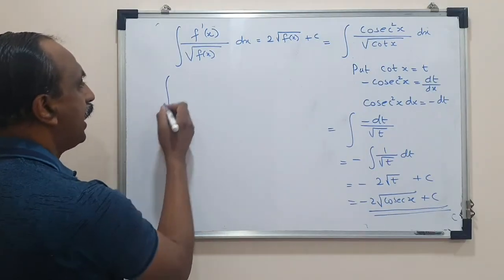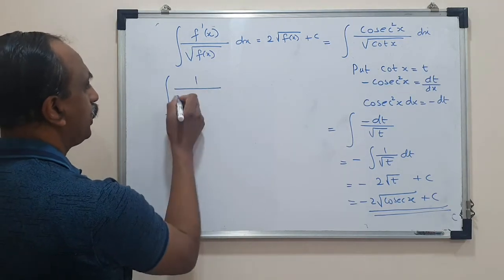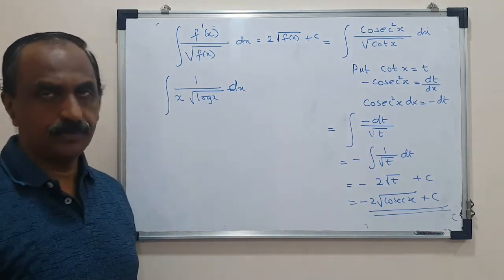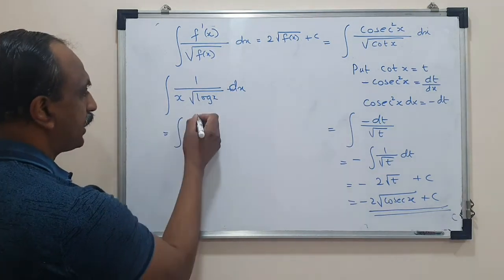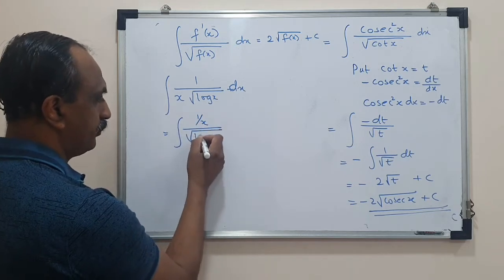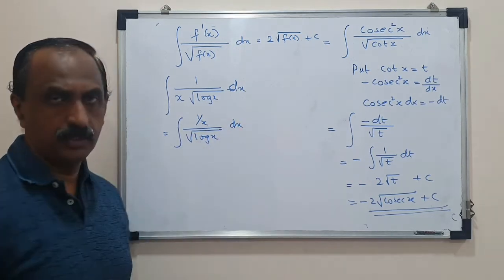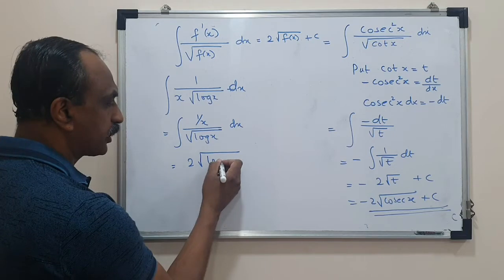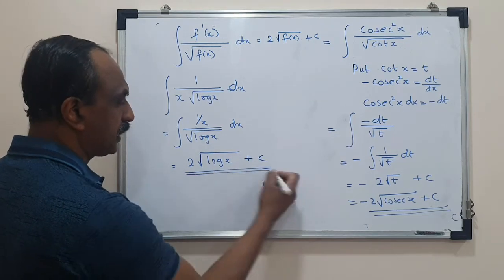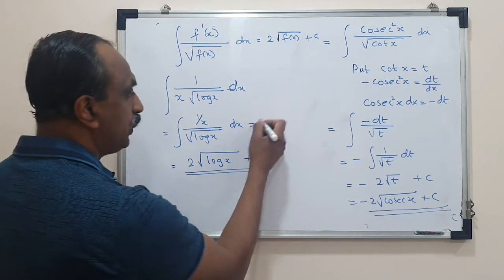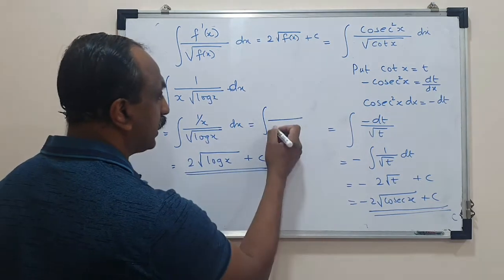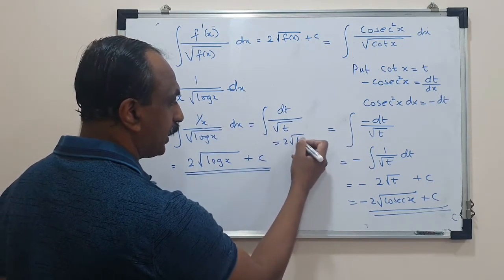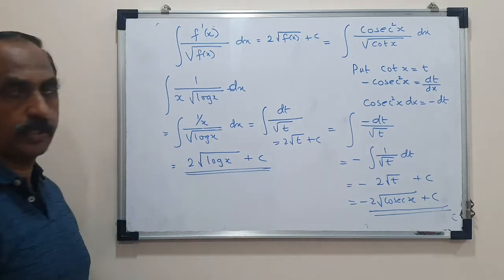For example, I have, let's say, 1 upon x root log x. Log x is a function. You can write this as 1 by x root log x. Now, the derivative of whatever is inside the root is present, so directly I can write 2 root log x plus c. This is the direct method you can apply. Actually, it is like this: log x is put as t, 1 by x dx became dt, answer became 2 root t, and t is replaced by log x and you got the answer.